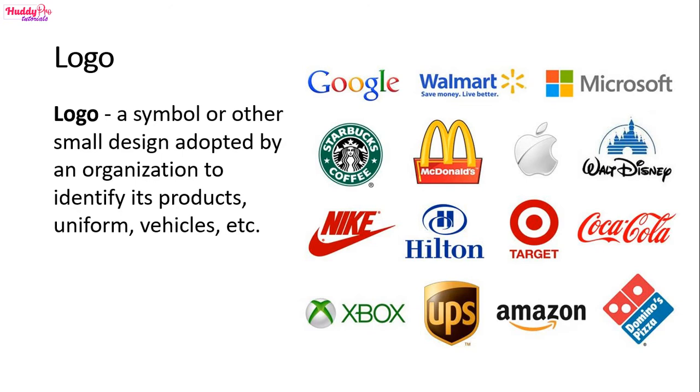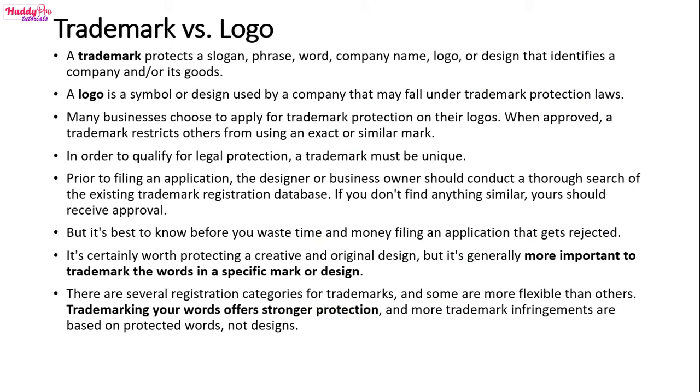Okay, we have seen a trademark. What about a logo? A logo is a symbol or other small design adopted by an organization to identify its products, uniforms, vehicles, etc. So a logo is a symbol or any other small design an organization can adopt whose purpose is to identify its products, uniforms, vehicles, and many others from other companies. So these are some of the common logos that you're seeing there. Now let's see the difference between trademark and a logo.